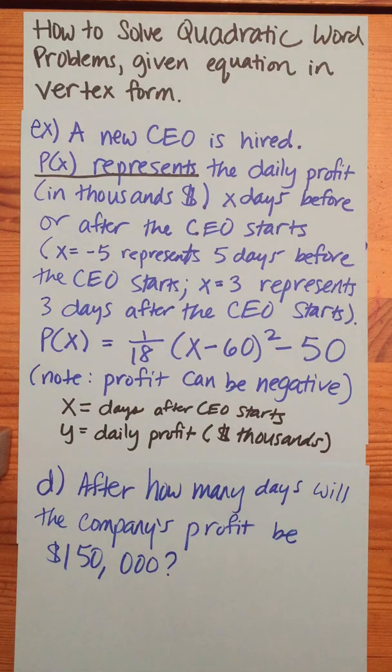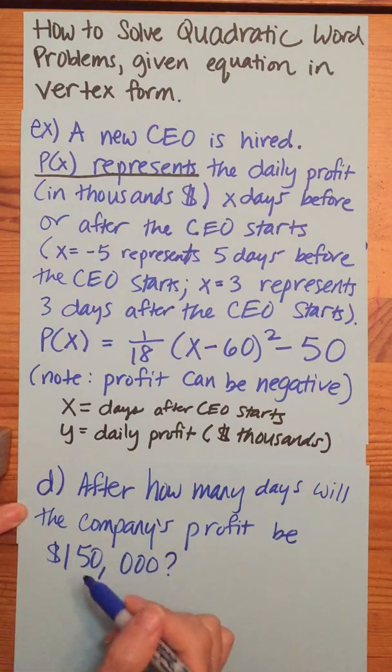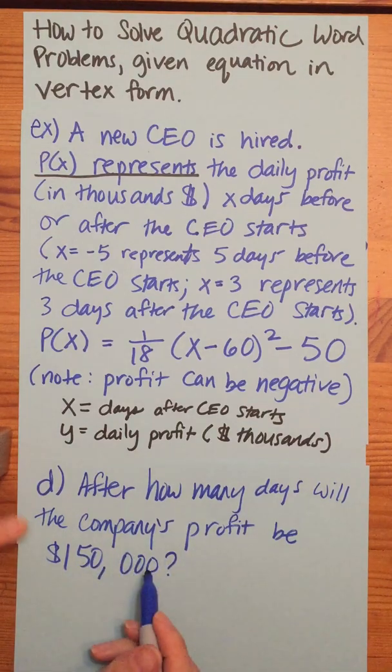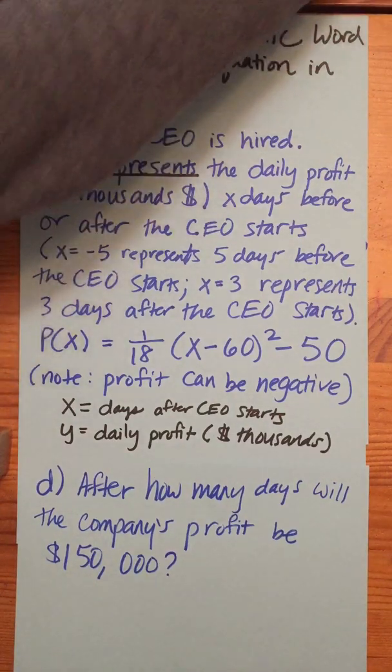Okay, so this is how to solve quadratic word problems given the equation in vertex form. This is an example that we've talked about in part 1 of this segment on the CEO word problem, for details on how we set it up to begin with. But here's another question on that same situation. After how many days will the company's profit be $150,000? If you want to pause the video and try that out.